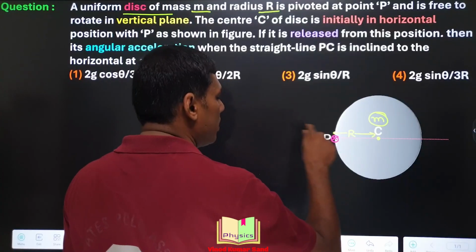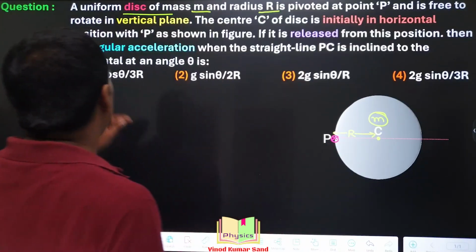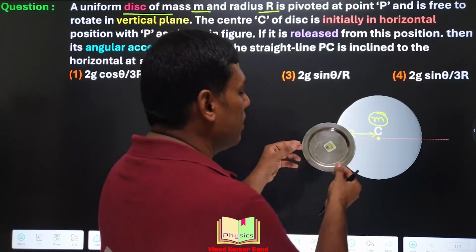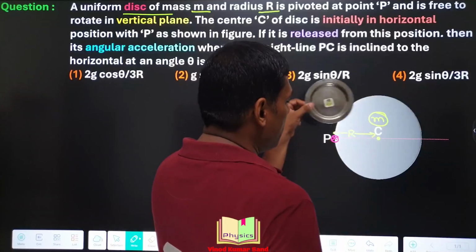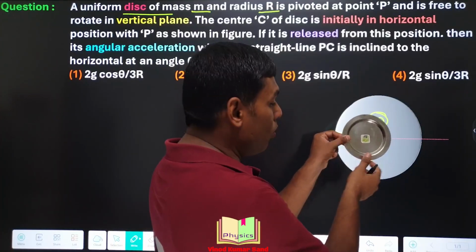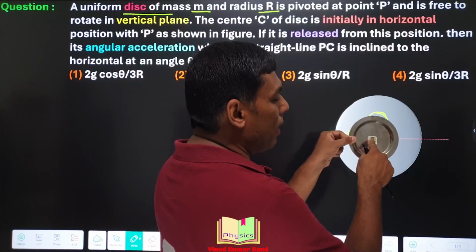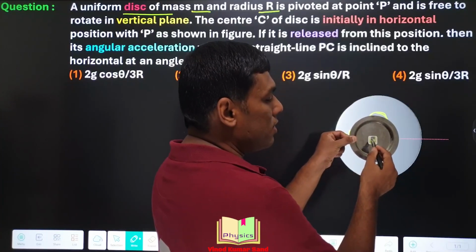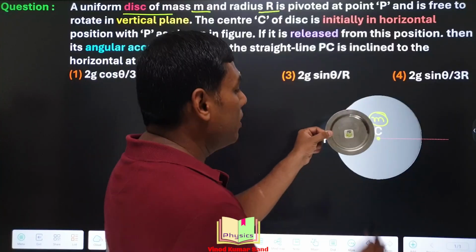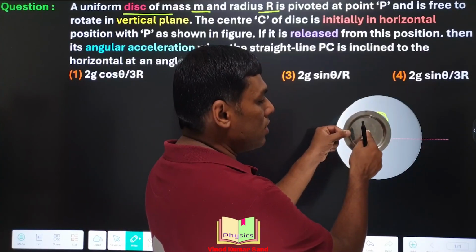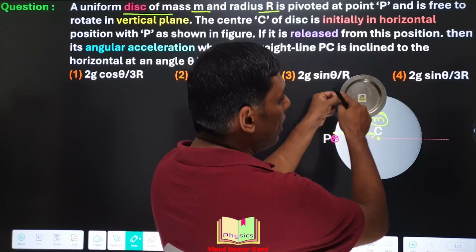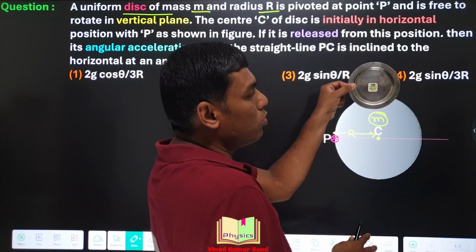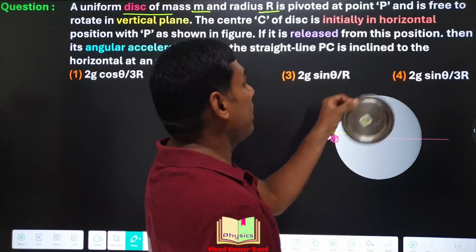Here the disk has been pivoted and it is free to rotate in the vertical plane. If you consider this as a disk, it is pivoted at point P like this. This is point P where I am holding it, and this black part of the disk, can you see the black color on the sticker? This we consider as the center of the disk. This is point P, this is point C. Earlier the PC line is horizontal, and this disk is free to rotate in the vertical plane.